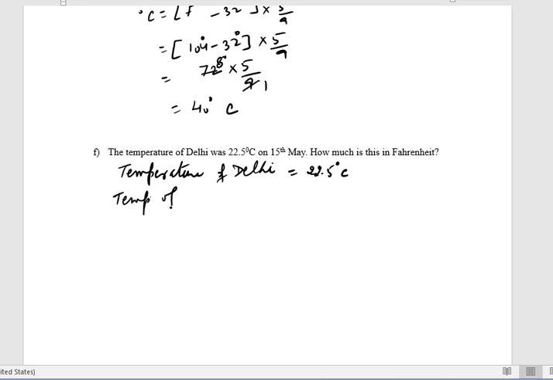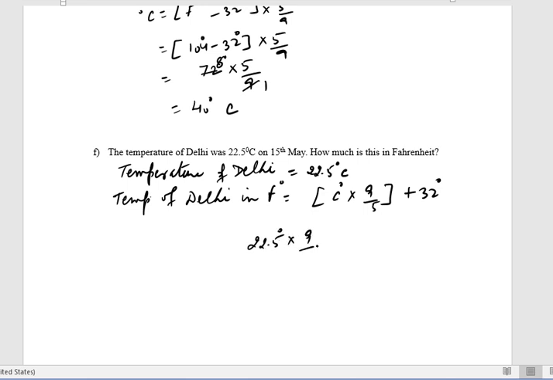Temperature of Delhi in Fahrenheit will become what? We have to put the formula: C degree into 9 by 5 plus 32 degrees. So 22.5 degrees into 9 upon 5 plus 32. It can be easily cut, 5 ones are 5, 5 fours are 20 and 5 fives are 25. So it is 4.5 degrees.